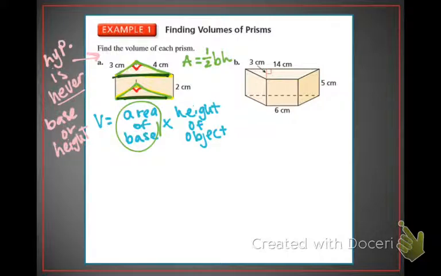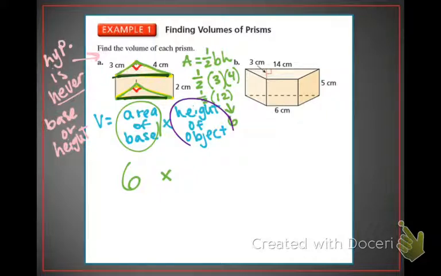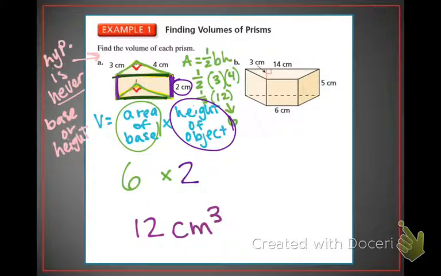So we're going to do 1/2 times 3 times 4. Does it matter what order you multiply in? No. So 3 times 4 is 12. What is 1/2 of 12? 6. So the area is 6 times the height of the object. The height of the object is what pushes the two triangles apart. What separates the two triangles? That 2, so it's 2 centimeters. So 6 times 2 is 12 centimeters cubed.